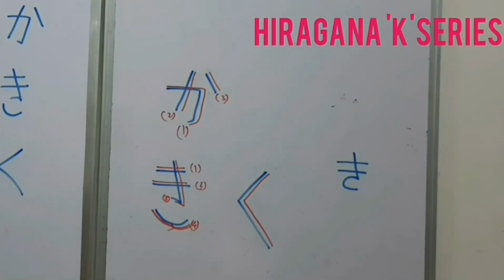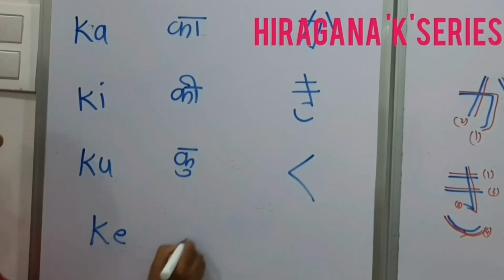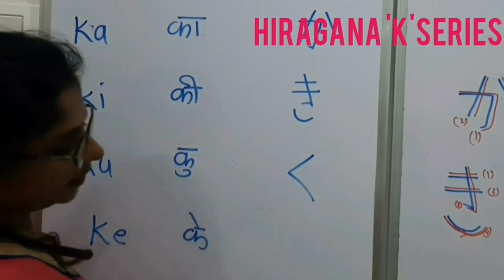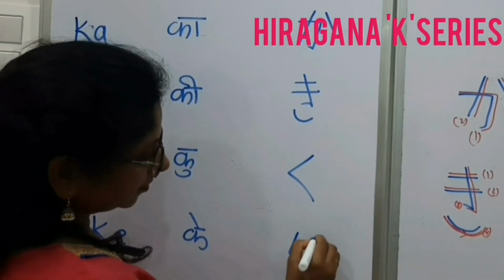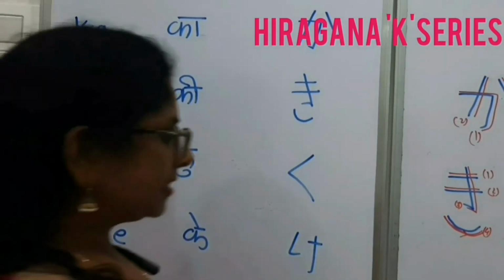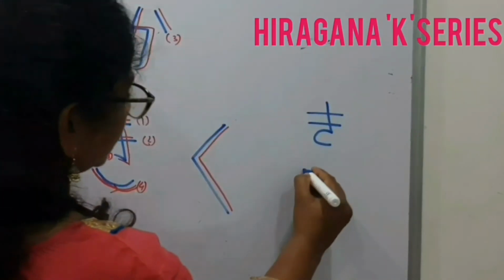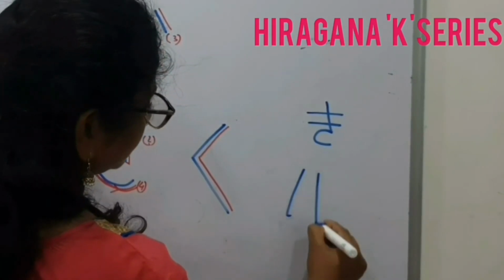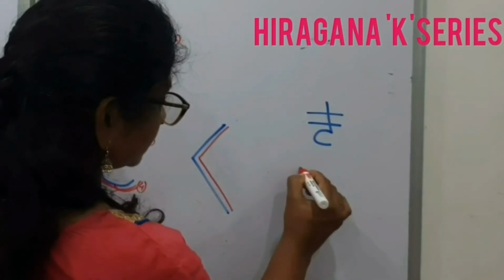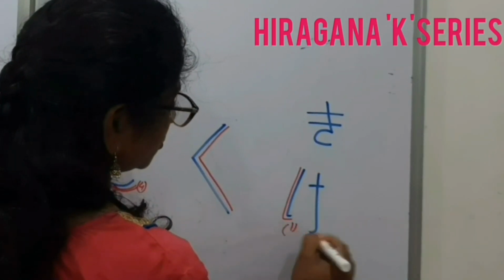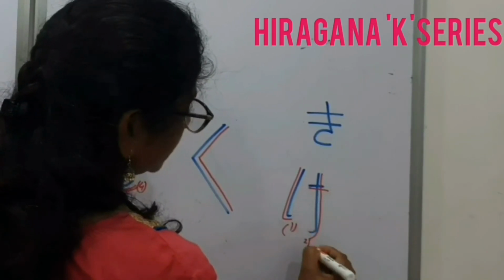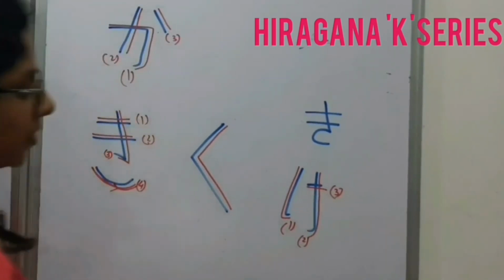Ke. In Devanagari, ke. And in Hiragana, simple. Okay? In large scale, if you want to understand, then okay? Stroke order. This is first stroke, this is second, and this is third.